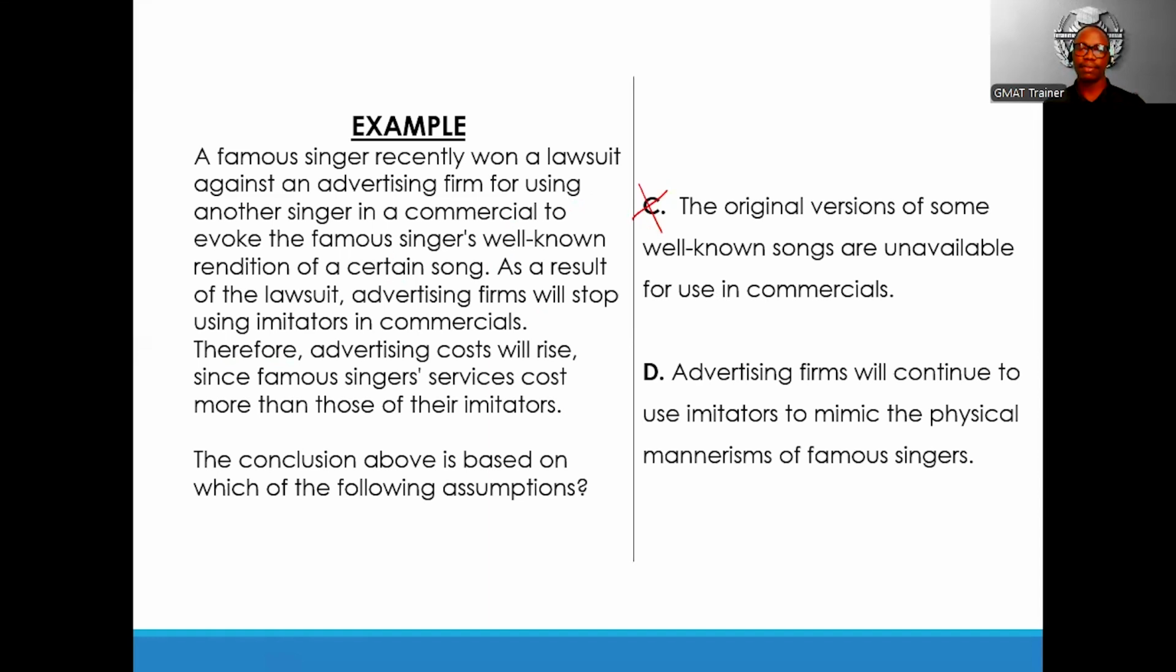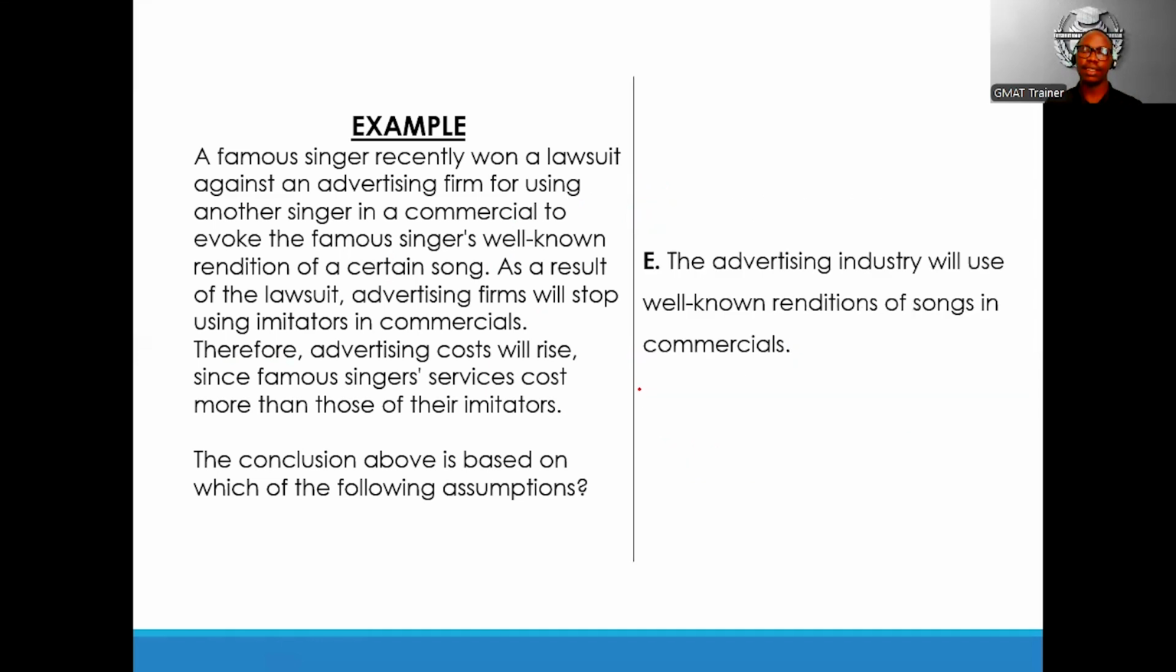D, advertising firms will continue to use imitators to mimic the physical mannerisms of famous singers. Right? This is to some extent out of scope. Physical mannerisms, we're talking about songs here. So D is out by a huge margin. Let's look at E. The advertising industry will use well-known renditions of songs in commercials.